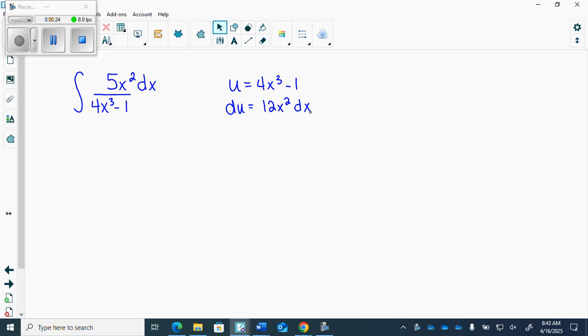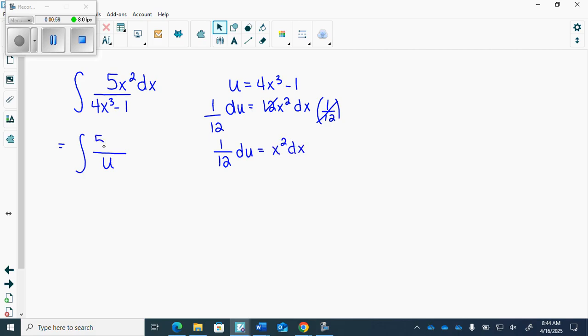So, currently I have this u, and then I can keep the 5, that's fine. I need to get rid of the x squared dx because those are not the right variables, correct? So what could I do to that formula over there? So I get 1 over 12 du can replace straight across x squared dx.